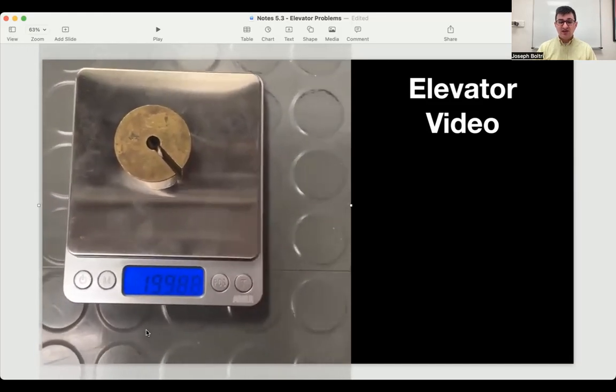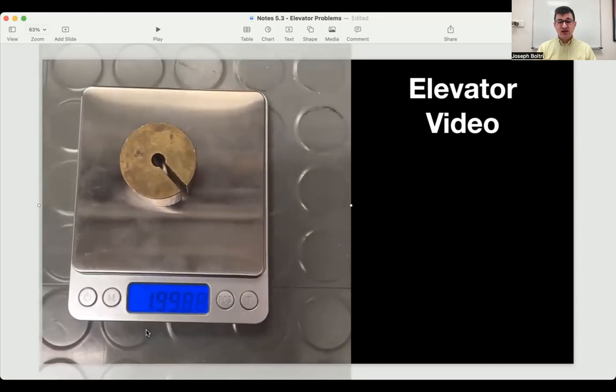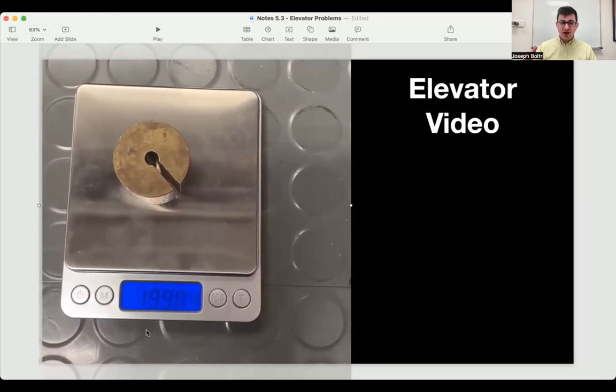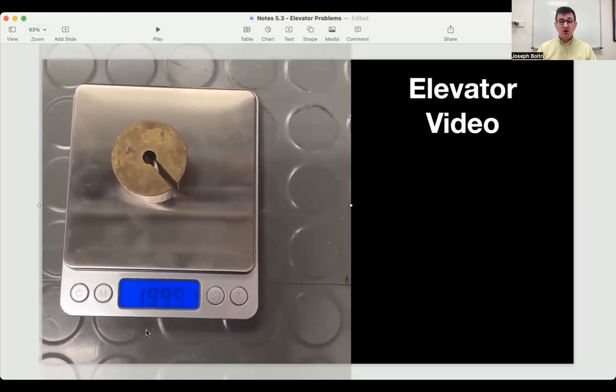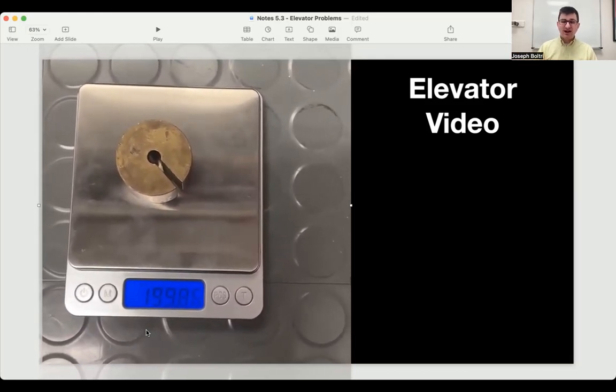We're stationary at the top right now. I'm about to push the button to go back down. We can see how the numbers change. As we accelerate in the downward direction, they drop again, then right back to 200. And then we're about to arrive at the second floor. You can see the numbers pop back up and then back down to 200.